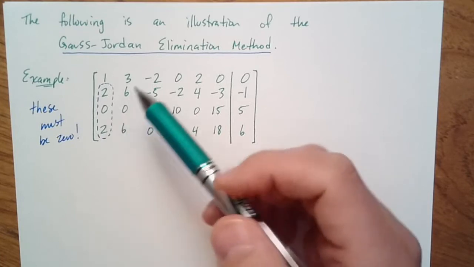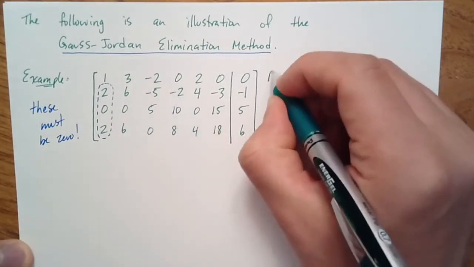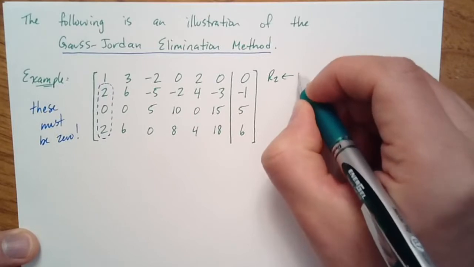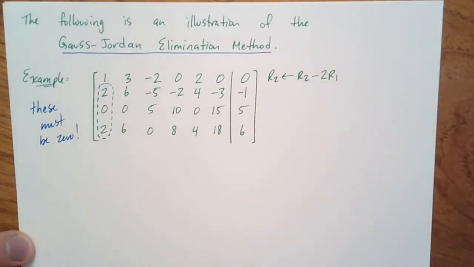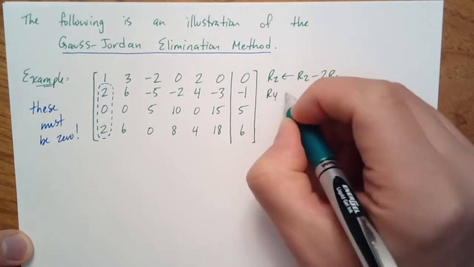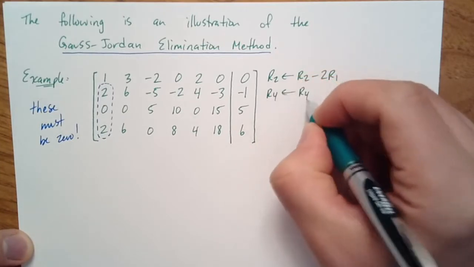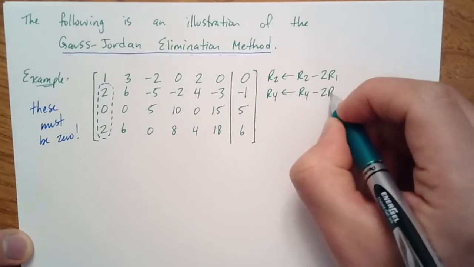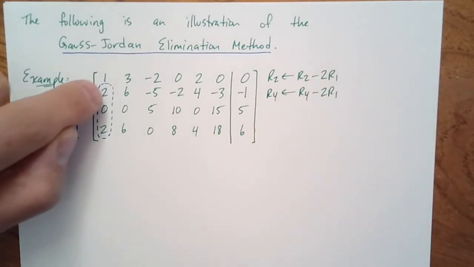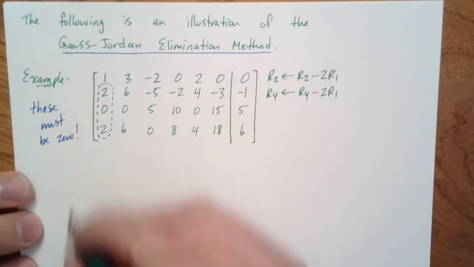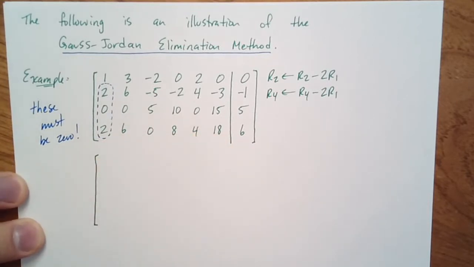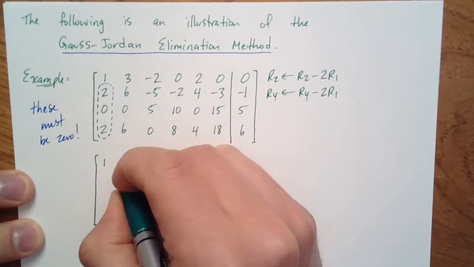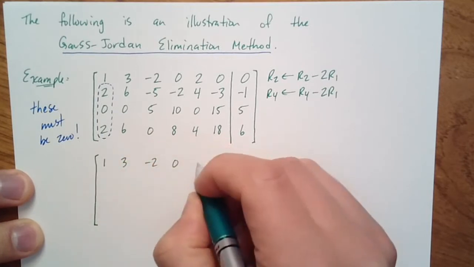So those are the operations we do for this first step. We're going to take row 2 and replace it with row 2 minus 2 row 1. And then we're going to take row 4 and replace it with row 4 minus 2 row 1. We're going to subtract the first row from both the second and fourth rows. So what will that look like once we accomplish that? The first row won't change, so let's start by just writing down the part that won't change.